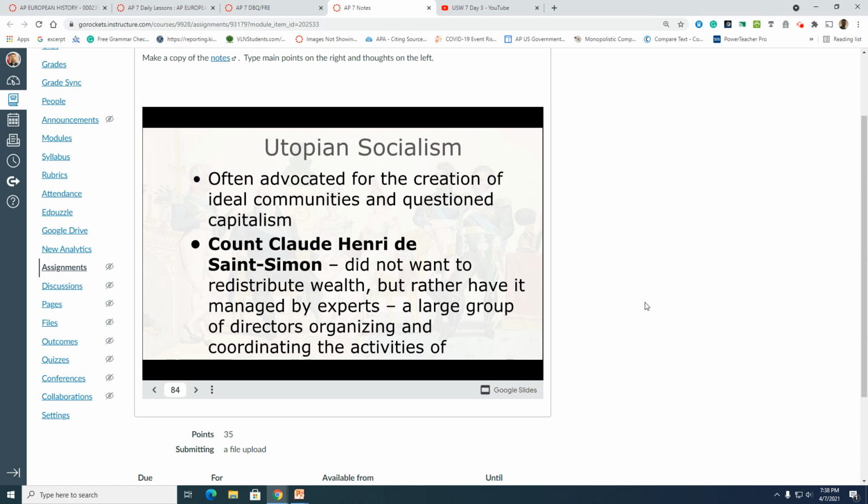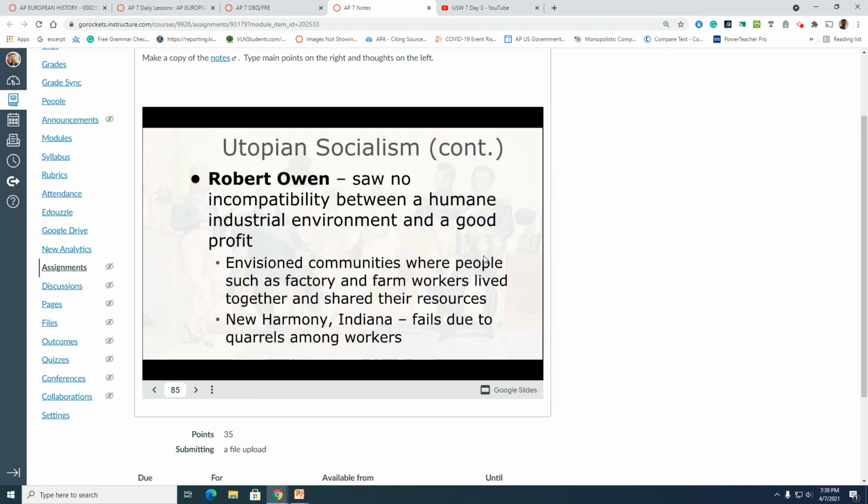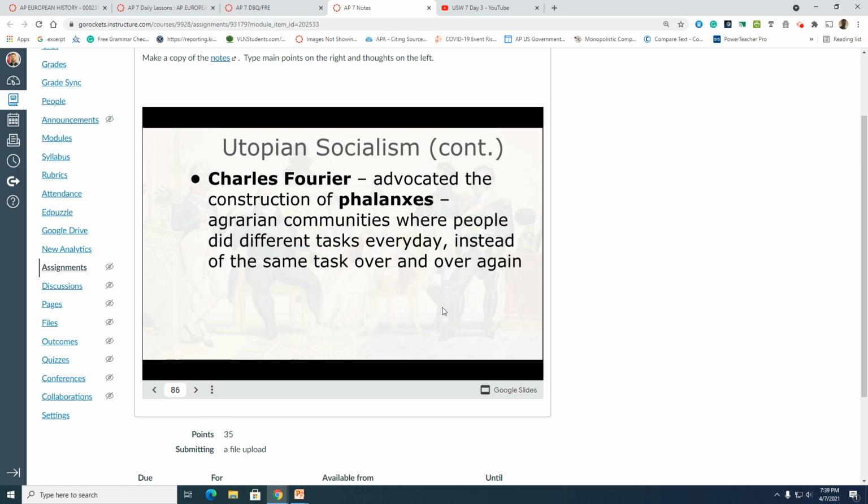They often advocated for the creation of individual communities, like Saint Simon. He didn't want to redistribute wealth, but wanted it to be managed by experts that could run these communities and coordinate activities in an efficient manner. Robert Owen saw no incompatibility between a humane industrial environment and good profit. So he did think it was okay to have factories as long as the people lived together and shared their resources. But unfortunately, not all these utopian communities ended up surviving for long. New Harmony, Indiana, though, saw a failure of its little civilization because of feuds amongst the workers.